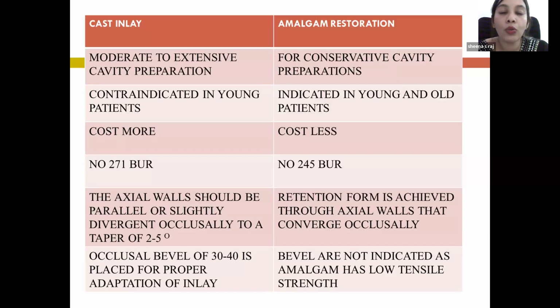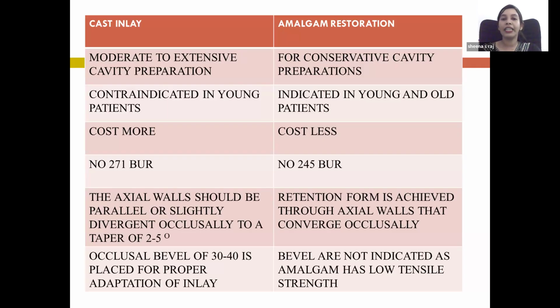Normally, for an inlay, we use a 271 burr, while in the case of an amalgam, we use a 245 burr. The axial wall, we know normally we'll be giving either parallel or slightly divergent occlusally with 2 to 5 degrees on each wall. While in the case of amalgam, it is by an occlusal convergence. And we'll be giving an occlusal bevel of 30 to 40.